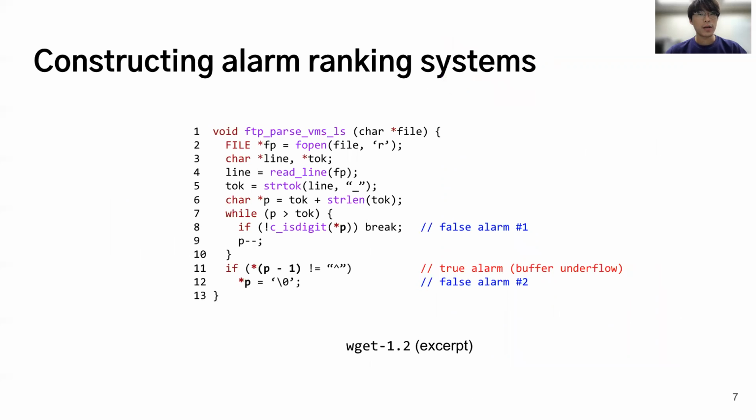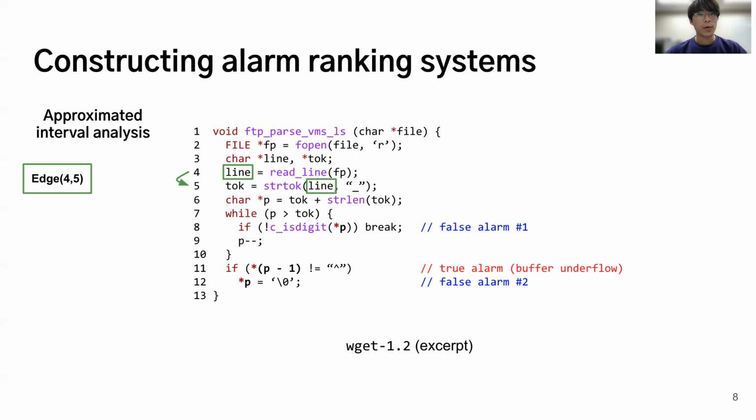To get into the details, we explain how the Bayesian alarm ranking system for a given program is constructed. Again, the example program is GNU wget. You don't have to understand every bit of the program, but notice that the true alarm is tightly coupled with false alarms.